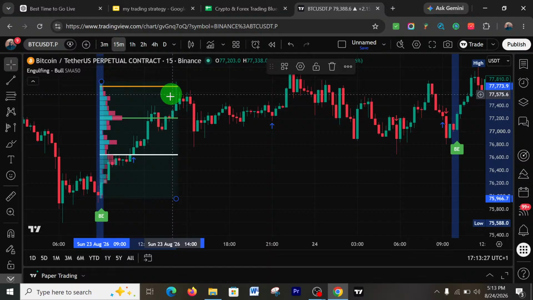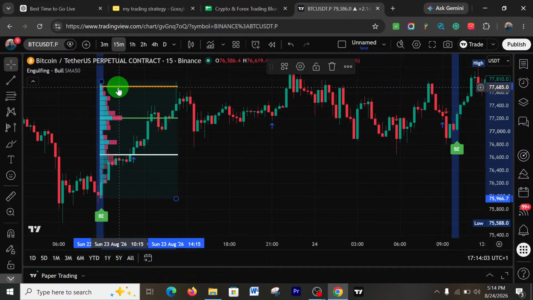I wanted to enter at POC, at 77,208, around that area. Normally there would be a little bit of variation in execution, but based on my backtested data, I ought to have gotten in at VAL. VAL is the volume area low. It's often considered the cheapest price range within the volume profile.